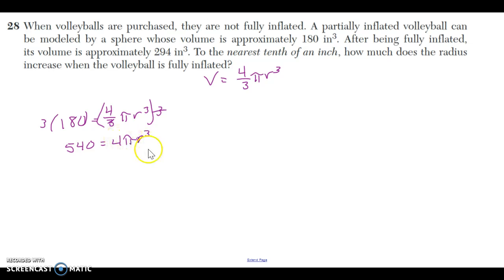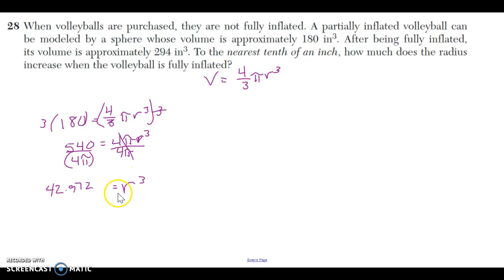That's an r cubed. And so we need to divide. You can divide 4 and pi individually or together, but just remember, if you're going to divide both sides by 4 pi, when you type this into your calculator, put parentheses around that whole denominator. So you have r cubed equals 540 divided by 4 pi, and that gives me 42.972.